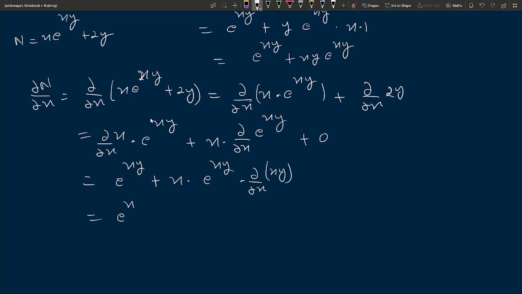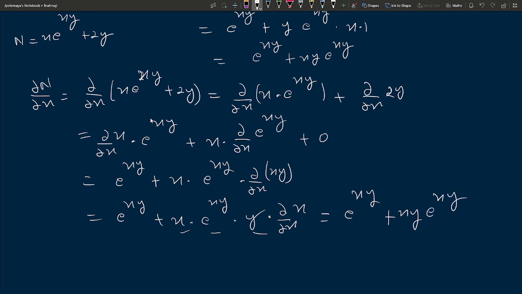So this is equal to e to the power xy plus x into e to the power xy into what? Y. Partial derivative with respect to x, so y is constant. Derivative of x is 1. Y is constant, so y can be taken outside. So this is e to the power xy plus xy into e to the power xy. Here, in del m by del y, it is also e to the power xy plus xy into e to the power xy. So both the terms are equal.